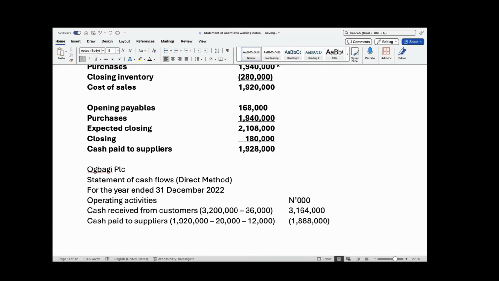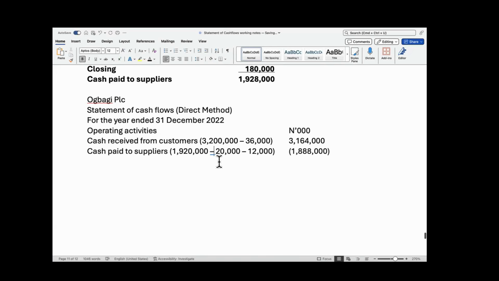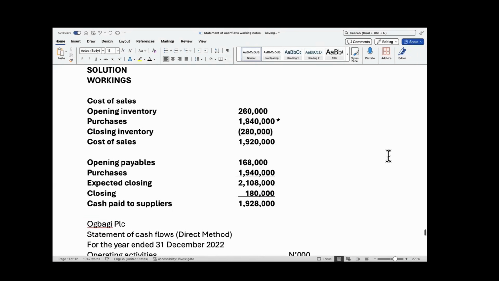That's why I want to be very careful. So this increase in inventory will be added to my cost of sales. It's like I bought additional inventories, then I deduct the people that I'm owing. So what would this give me? 1,928.